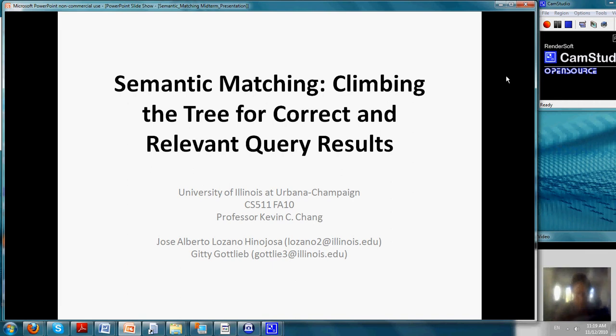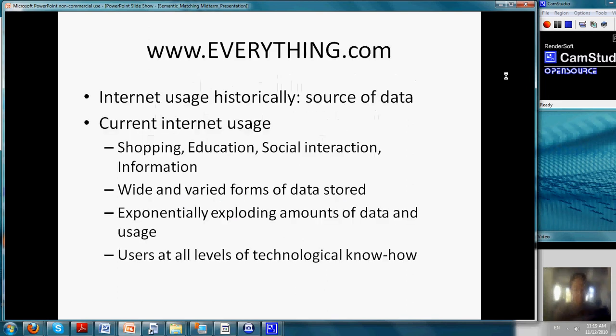How can a search engine return a page which is barely relevant to the query? Likewise, how can it omit results which seem to provide the exact information requested? In semantic matching, climbing the tree for correct and relevant query results, we address this problem and suggest a solution.